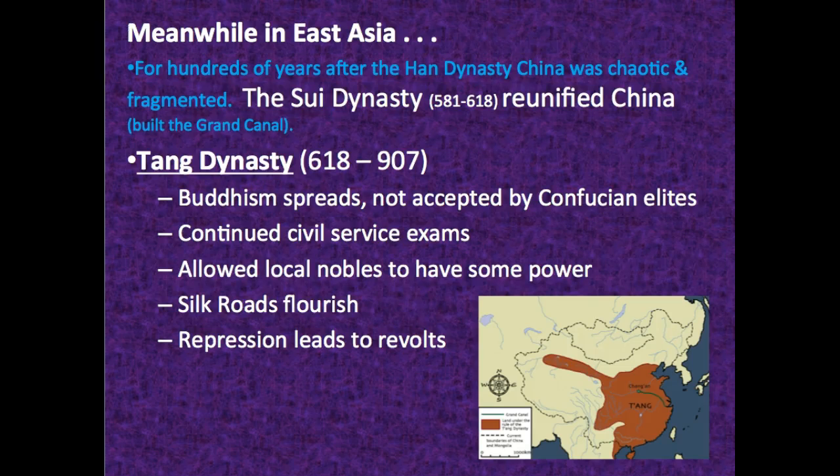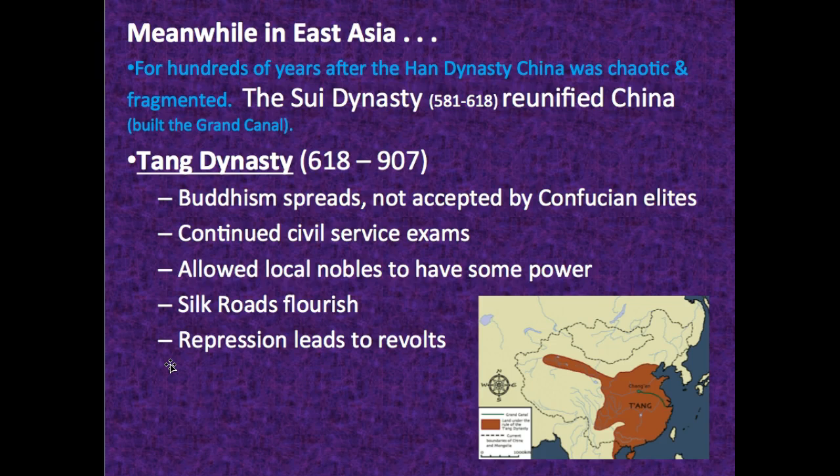In East Asia, for hundreds of years after the Han Dynasty, you have this period of chaos, and things fragment apart. You have a period where several different empires are existing all at once, and they're fighting against each other to try and unify China. The Sui dynasty, which exists from 581 to 618, reunifies China, and they build the Grand Canal at this time. But it's the Tang dynasty from 618 to 907 where you have some of the biggest growth, not only in population, but in terms of religion and bringing back Confucianism.